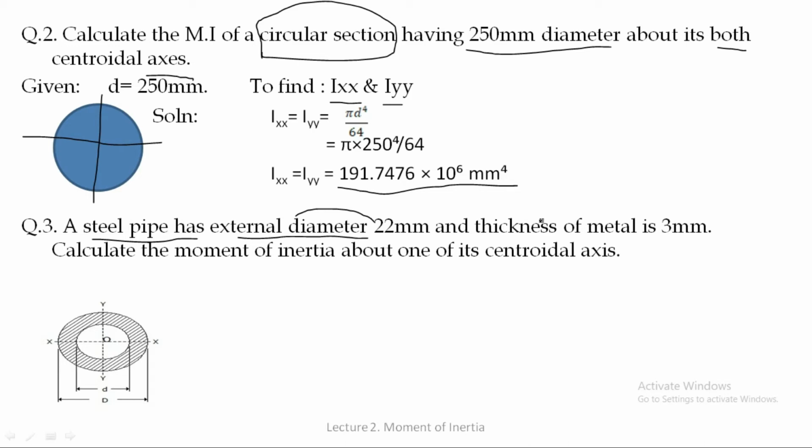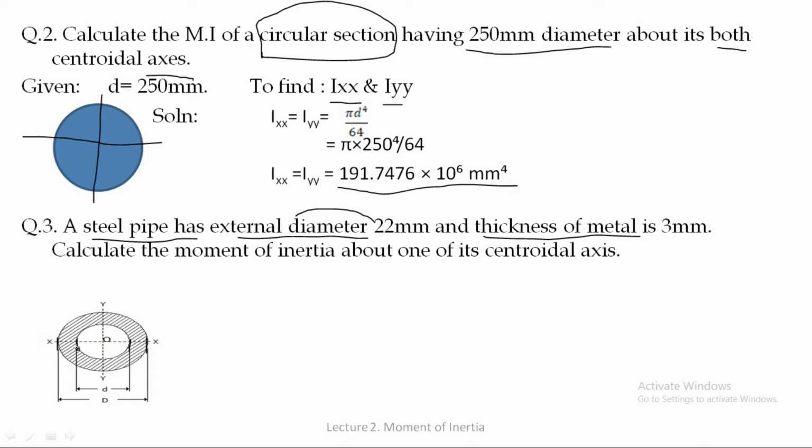Again, what else is given? The thickness of metal is given. What is thickness? Thickness is the distance from this point to this point. Okay, or it can be from this point to this point. Okay, you will learn how to measure the thickness of various equipments or various machine parts in your EME syllabus.